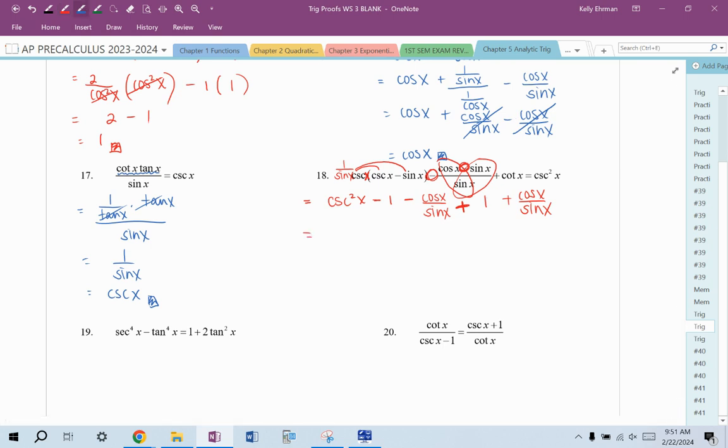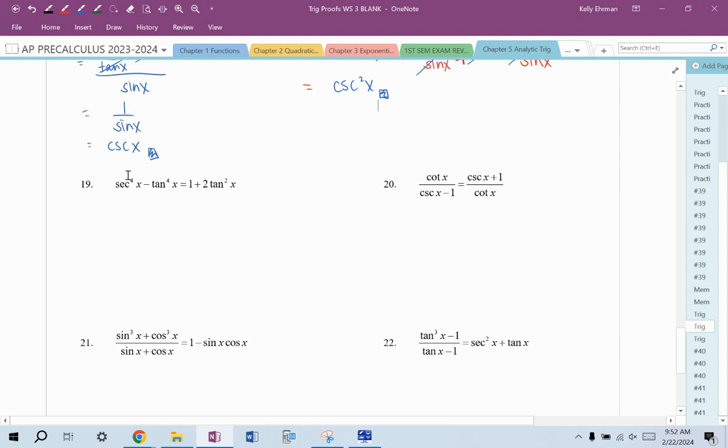Look for things to cancel. Minus 1 plus 1, minus cotangent plus cotangent. We're supposed to be just left with cosecant squared x, and we are. Just like in number 8 on the second worksheet we did, all of the work is done in that first step. So really it's like a 2-step proof. You're just showing a lot of steps in that first one.